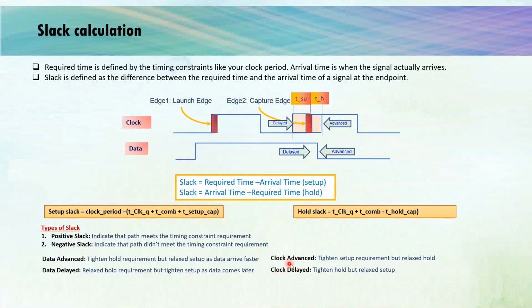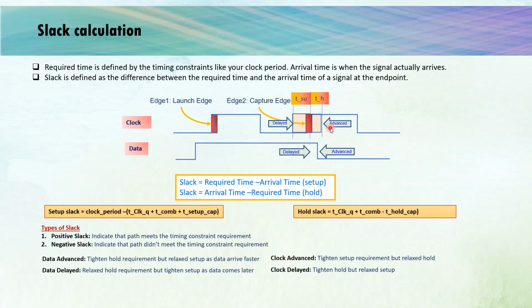Same is happening with the clock advancement and clock delay. If the clock is advanced, meaning the clock is coming faster, it will tighten the setup requirement and relax the hold. And if the clock is delayed, meaning the clock is coming here, it will tighten the hold but relax the setup. I think it's quite easy to understand with the explanation that we have gone through in the previous slides.